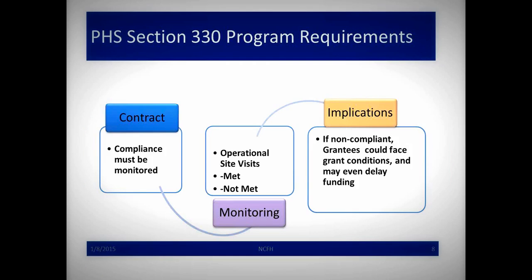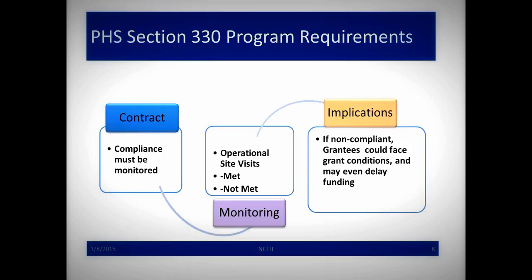The way that the Health Resources and Service Administration assesses compliance with the 19 program requirements is through an operational site visit, in which a team of reviewers will assess such compliance. Depending on the results of the visit, the health center could face some grant conditions that could even delay funding.